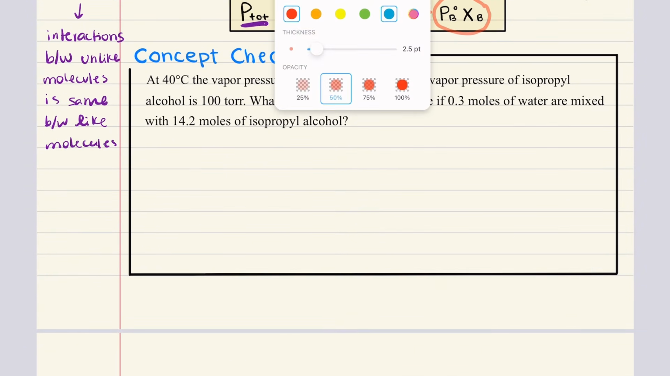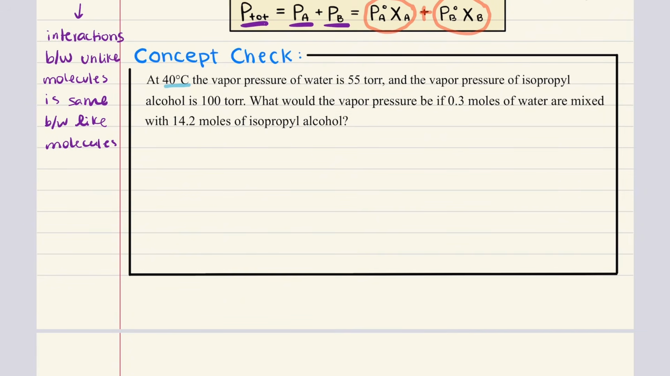This problem says at 40 degrees Celsius, the vapor pressure of water is 55 torr, and the vapor pressure of isopropyl alcohol is 100 torr. What would the vapor pressure be if 0.3 moles of water are mixed with 14.2 moles of isopropyl alcohol? This is a two volatile component problem, and we know this because both substances have a vapor pressure. So we're going to use Raoult's law for each component and then add the partial pressures to get the total pressure. Our two components are water and isopropyl alcohol.